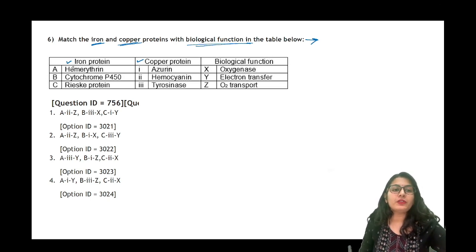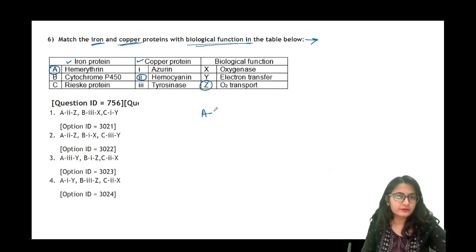So you already know about hemerythrin. What is hemerythrin, guys? It is a non-heme oxygen carrier protein. So hemerythrin is going to transport oxygen. Hemocyanin is also going to transport oxygen. So A and 2 are going to match with Z. Alright, oxygen transport, very simple.